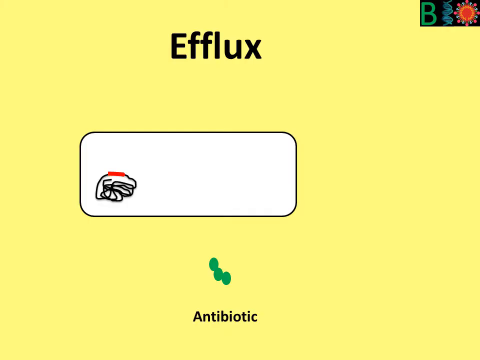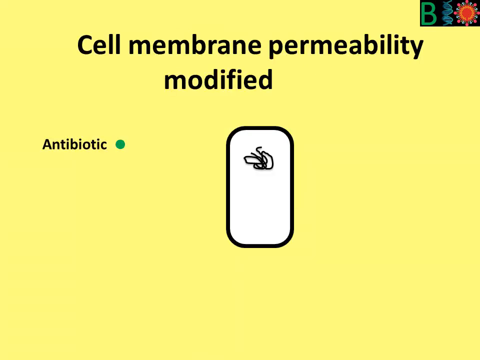Efflux, or pumping the antibiotic molecule out of the cell. Bacteria develop a special membrane protein which drives the antibiotic molecules out of the cell so that the bacteria can continue to survive even in the presence of antibiotics. Bacteria modify their cell membrane permeability so that the antibiotic molecule cannot enter the cell.